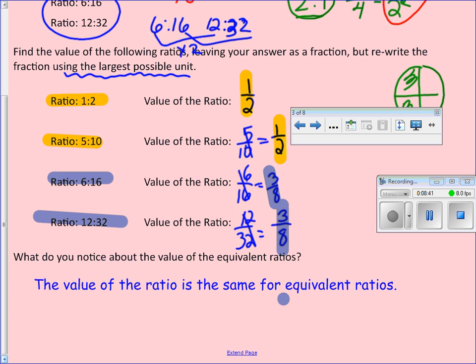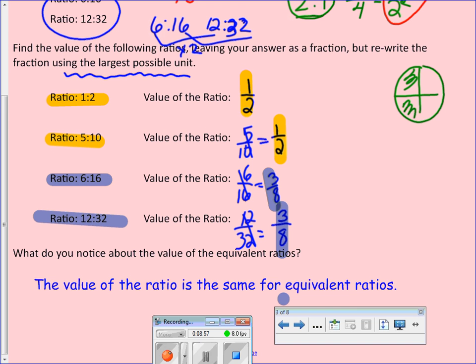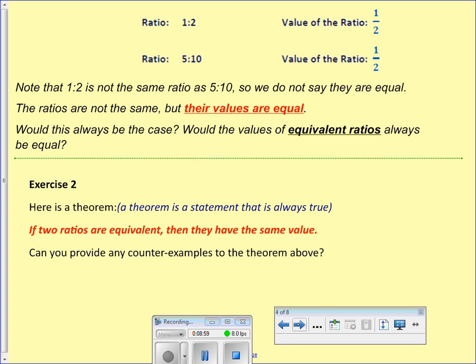Here highlighted in yellow, both values are 1/2, so the two ratios are equivalent. Here, both values are 3/8, so these two ratios are equivalent. Okay, let's continue. So this just summarizes what we talked about.